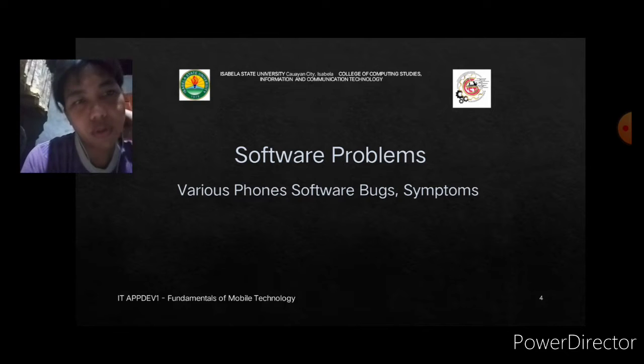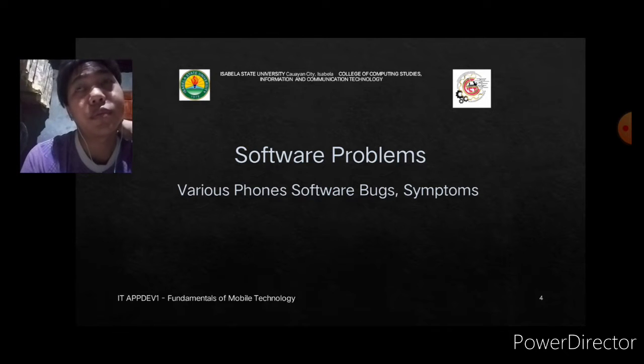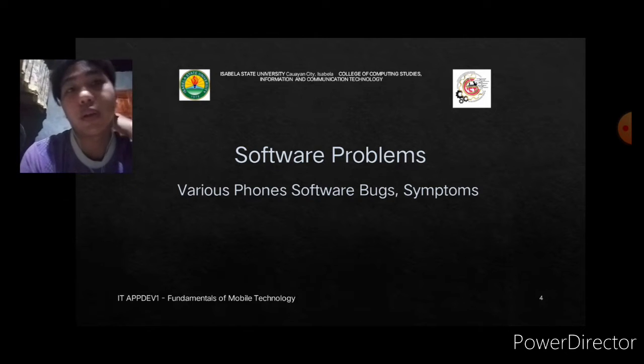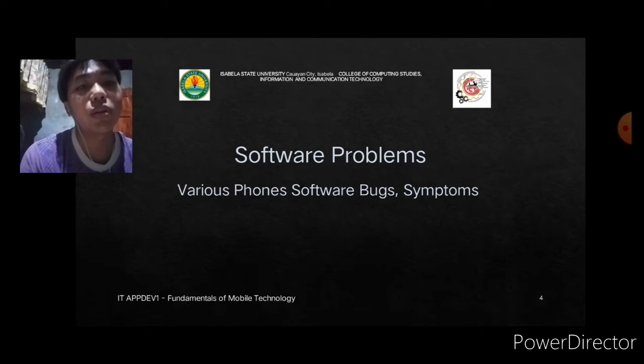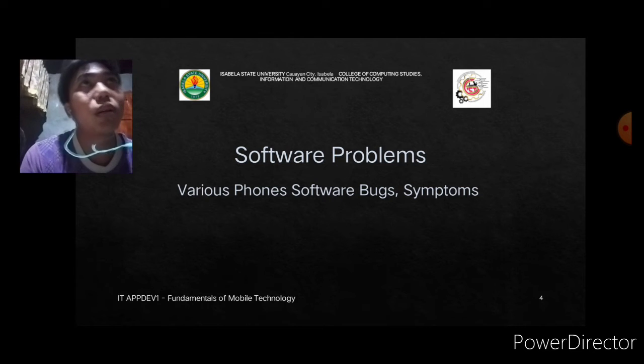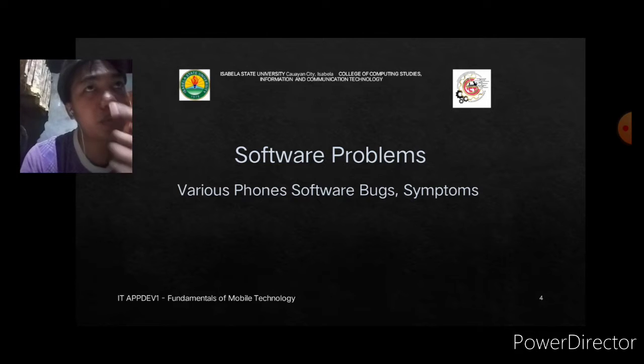Software problems are various phone software bugs and symptoms. What are the different software problems? May mga tulad ng paglalag ng cellphone o kaya naglolokong may mga bug, may virus, ganun. Kung saan-saan kumukonect na network kaya nagkakaroon ng virus. Okay.